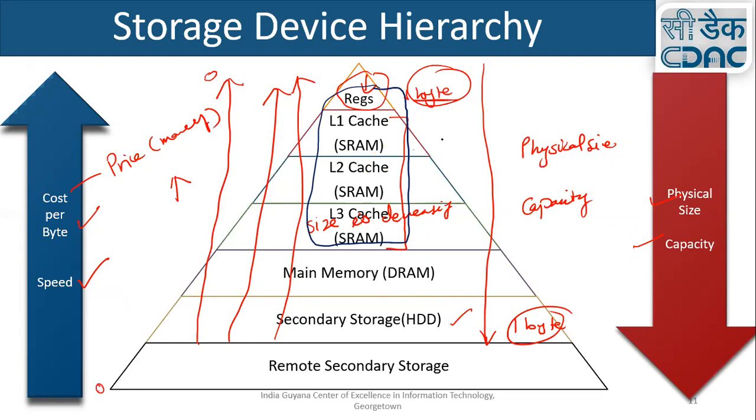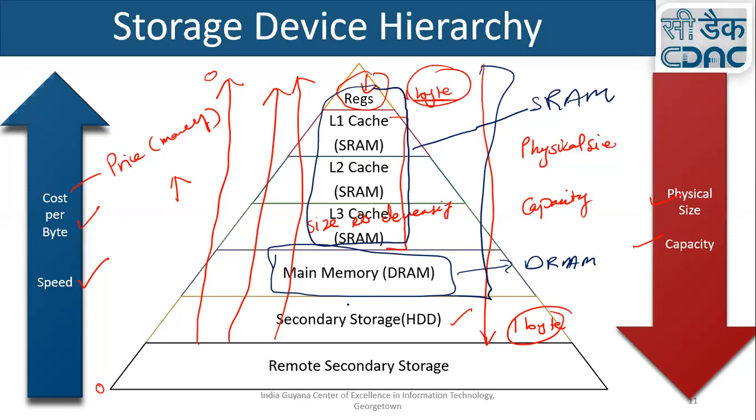These are examples of static random access memory. Then comes your main memory, that is dynamic RAM, DRAM. This total part, up to the main memory, is known as the primary memory. After this comes the secondary memory, your hard disk, and then other devices. Please remember the sizes here.